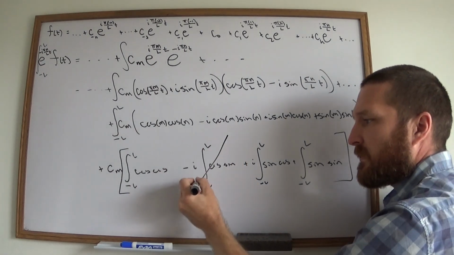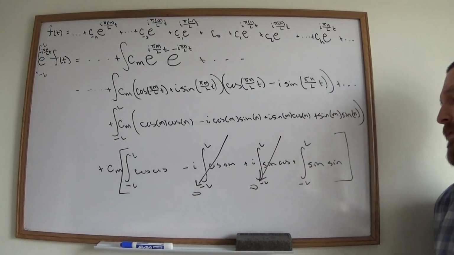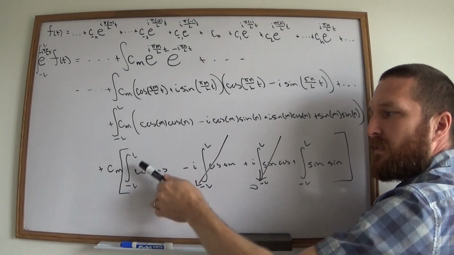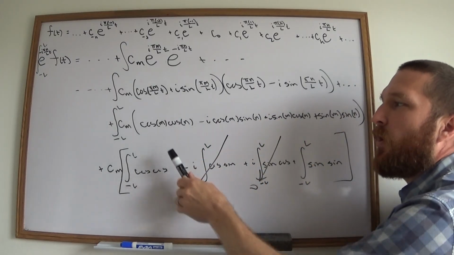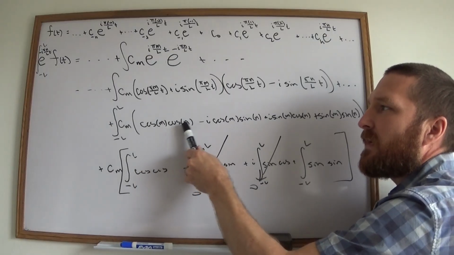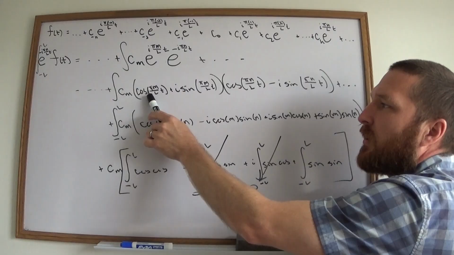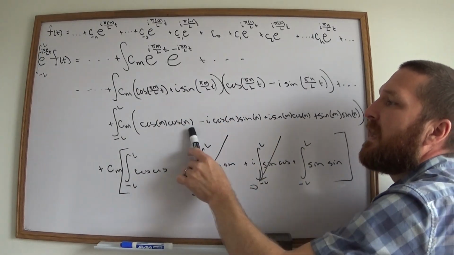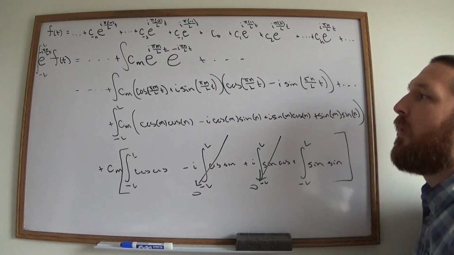And like we already said, doing this over a symmetric interval, cosine sine always goes to 0. Sine cosine always goes to 0. Cosine cosine over this interval will always be 0 unless these two things are equal, right? The only way to get cosine pi m over L times t and cosine pi n over L t, they will always be 0 unless n and m are the same thing.